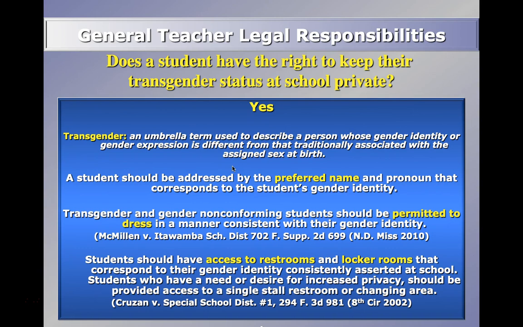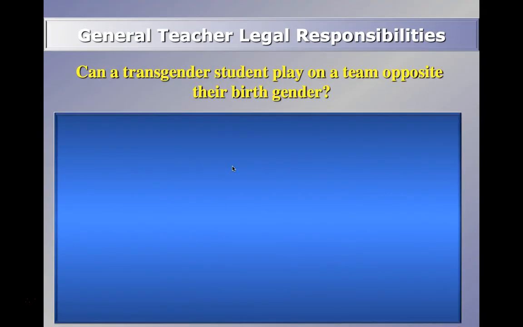And if they need or desire increased privacy, there should be private access to a single stall restroom or changing area. It's a very touchy subject, but right now that's where it stands. It may change, but as we look at the Secondary Schools Activities Commission, here's an even touchier one.